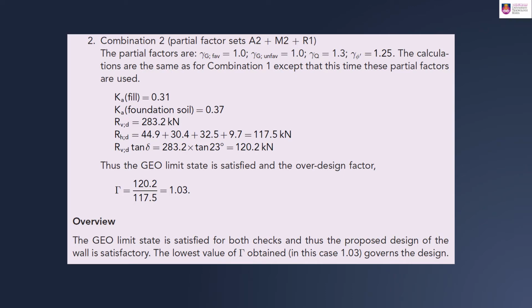The GEO limit state is satisfied for both checks, and thus the proposed design of the wall is satisfactory. The lowest value of design factor obtained in this case, 1.03, governs the design.